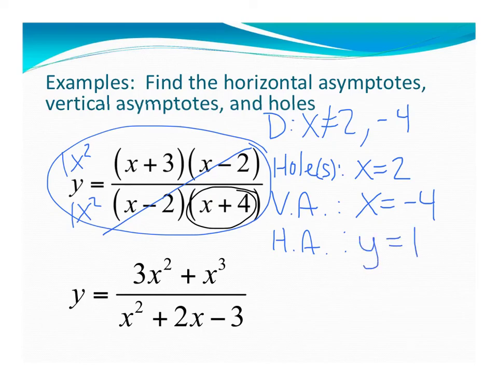It is very, very important that you have x equals 2 for your hole, a hole at x equals 2. Vertical asymptote is x equals negative 4, and horizontal is y equals 1. If you do not have the x equals or the y equals, it will be marked incorrect.